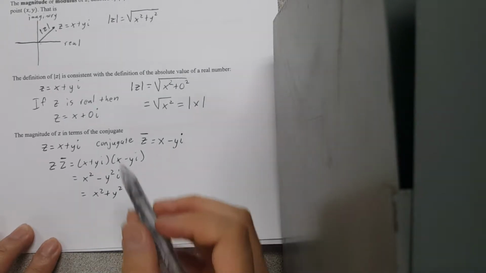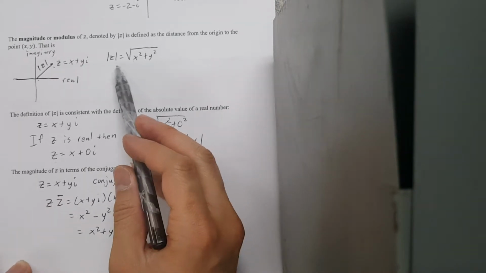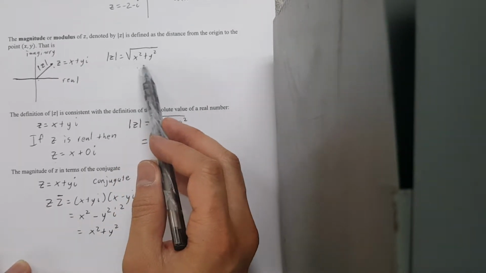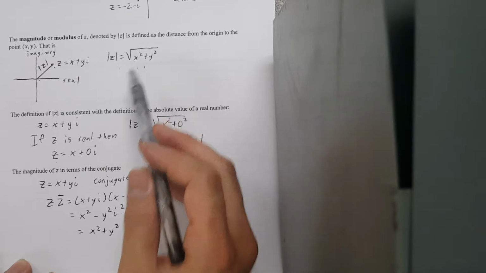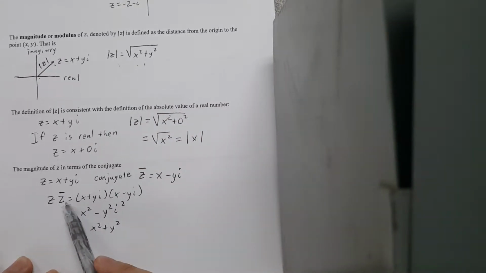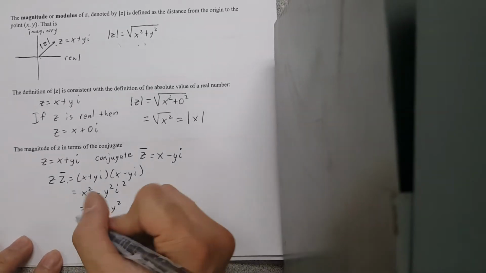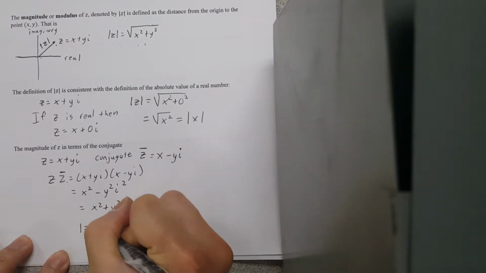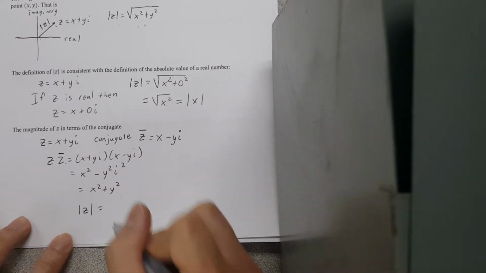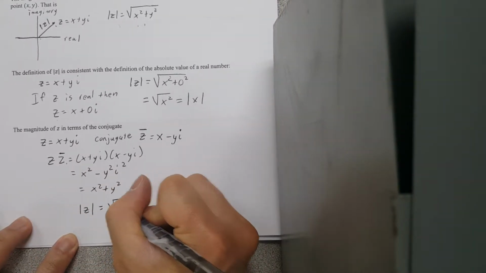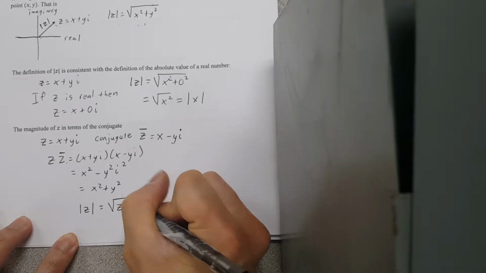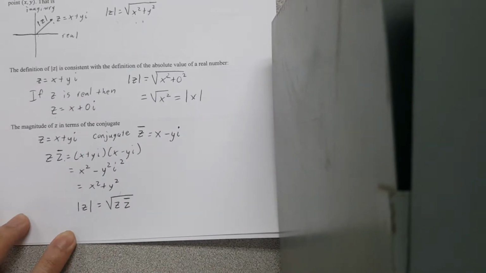So if you take note of what the magnitude of z is, the square root of this, and if I have z times its conjugate is equal to x squared plus y squared, then this tells me that the magnitude of z is equal to the square root of a complex number times its conjugate.